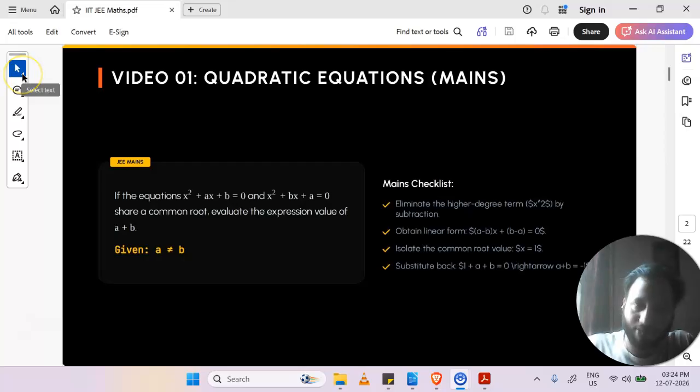So how are we going to approach this question? Simple, they're asking the value of a plus b. It has been said that they share a common root. What does it mean? Simply means I can subtract the equations and find the common root. If I subtract these equations, what happens?